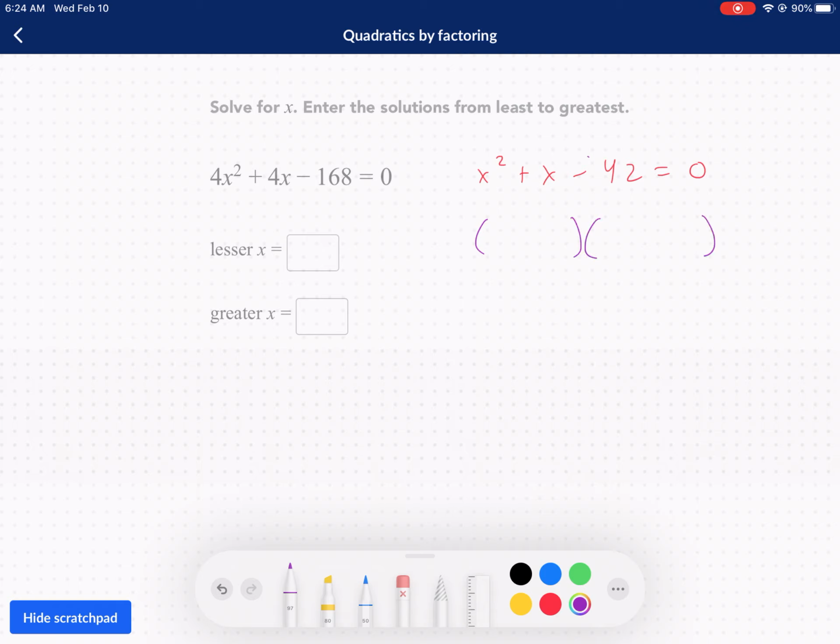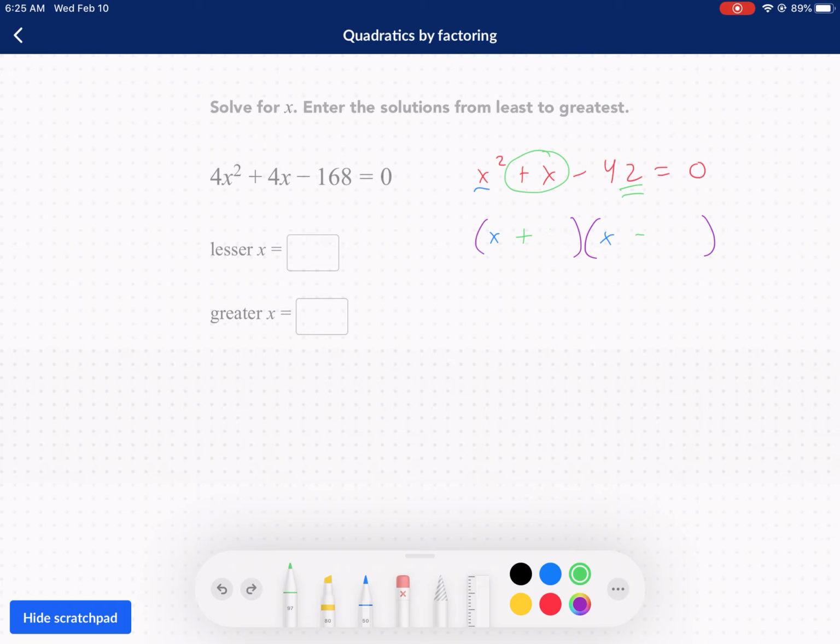Okay, we have this third term is negative. That means we're going to have opposite signs. Whoops, let me put my x first. X, x. Okay. We have our middle term, last term negative, so we know we're going to have opposite signs, one plus, one minus. And the middle term is positive, so the bigger number is going to be positive. So the bigger number needs to be there. Now, what number should I put there?